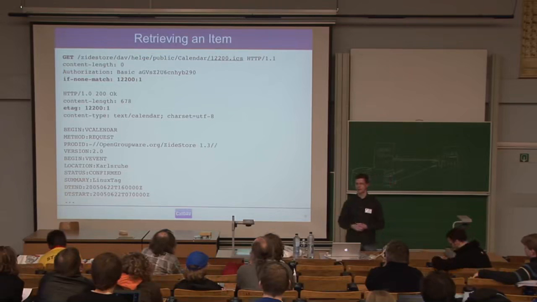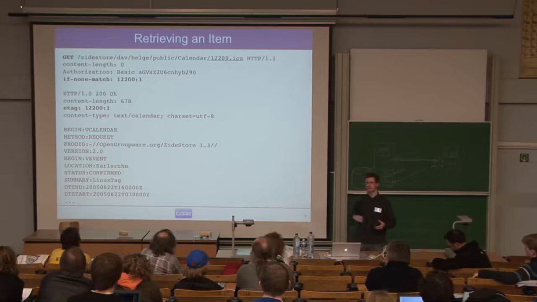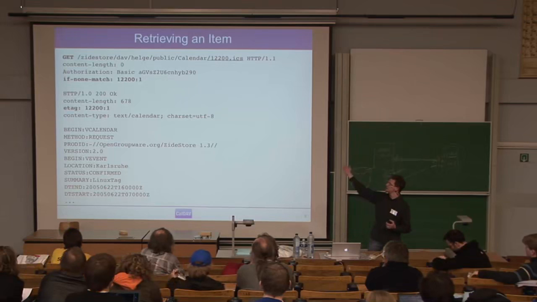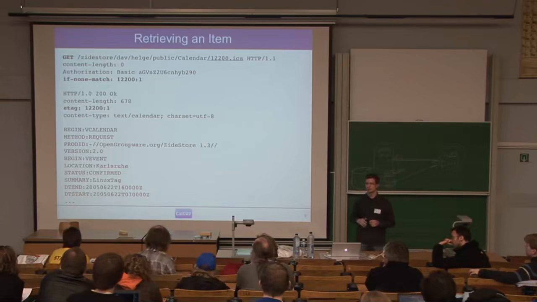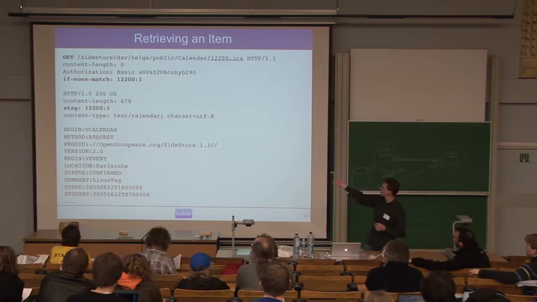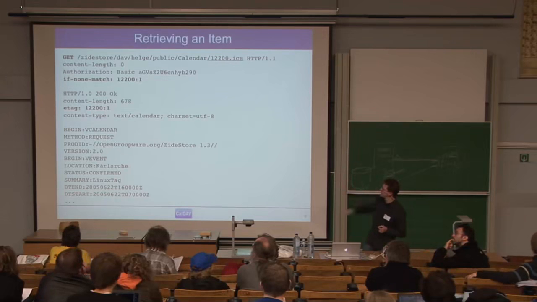So if the client retrieves such a calendar event from the server and stores that into its own cache, it can put that version into the request, and the server will only return the content if it actually changed. So it's much faster. In this case, it's actually a bad example, it didn't change, but it actually embeds an iCalendar file and gives a new e-tag. In this case, it's the same.